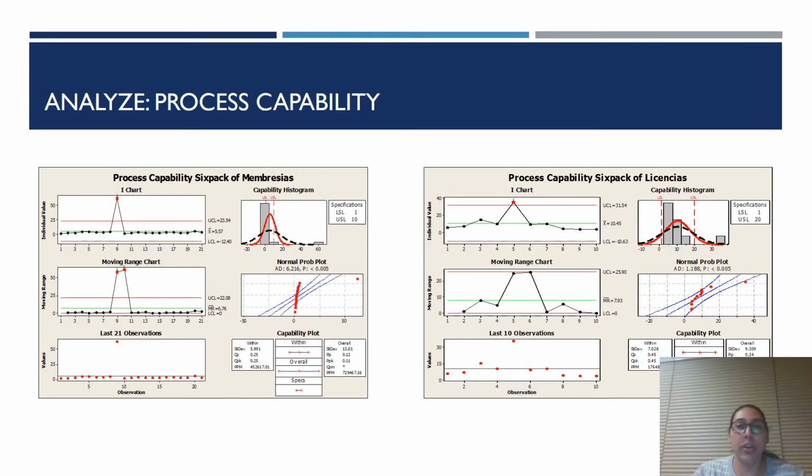Minitab was used to run a process capability Six Pack to determine if the process was stable and in control, to determine whether the data follow a normal distribution, and to estimate overall capability and potential capability of the process. In the figures shown here, the processes of the membership and license renewal were not in control because there are values out of the control limits, and it can also be seen that the Cpk value, which indicates future capability, and the Ppk value, which indicates current capability, show that the process is not capable at this time.